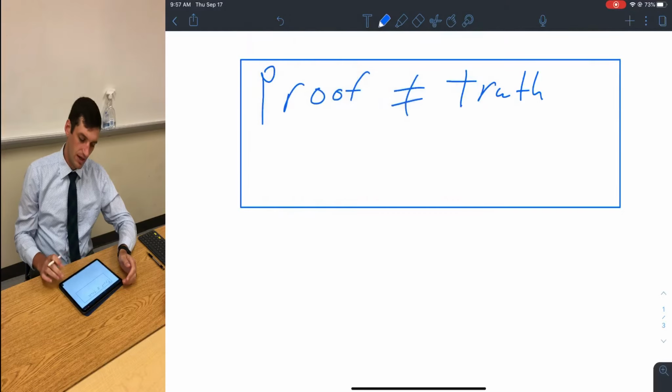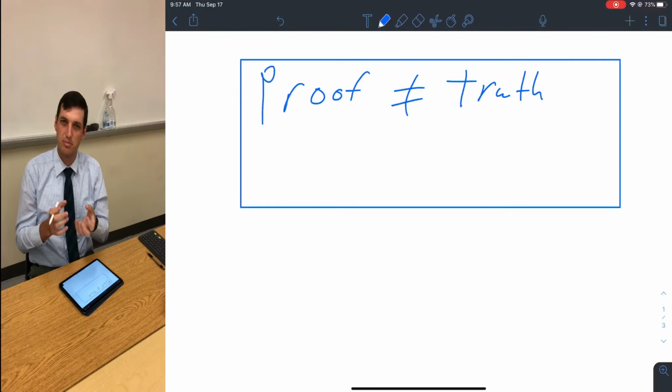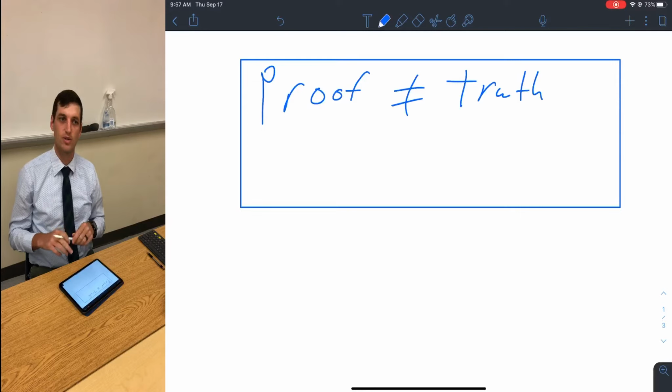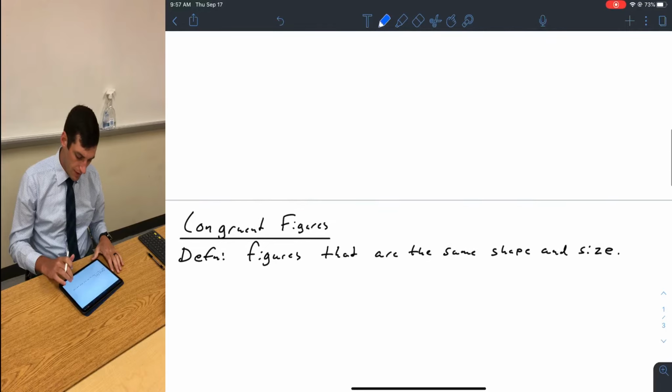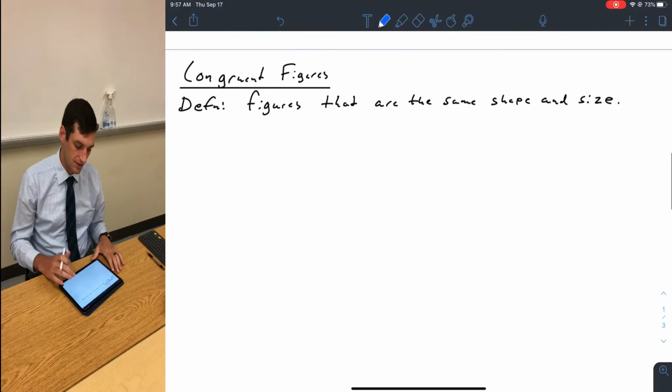I'm going to leave it in blue. We're actually going to go on to figures. We're going to start talking about shape to an extent. Next week, whenever we start, we're going to begin chapter 2. We're going to talk about lines and angles, and then different postulates in lines and angles, and then maybe do a few proofs. But for now, I want you to understand what a congruent figure is.